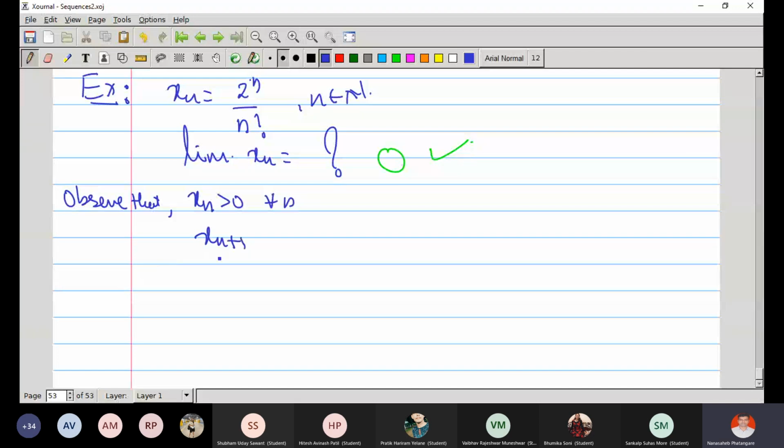What is xn plus 1 upon xn? What is xn plus 1? 2 raised to n plus 1 upon n plus 1 factorial, upon xn. Upon xn means what? n factorial upon 2 raised to n. So 2 raised to n cancels.